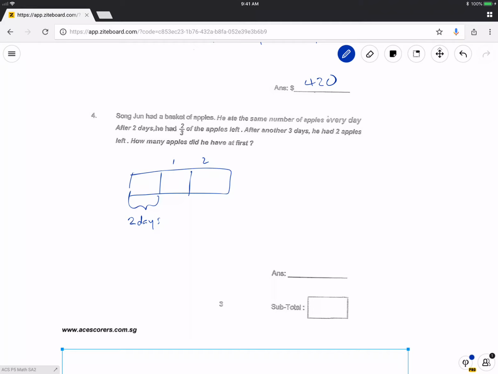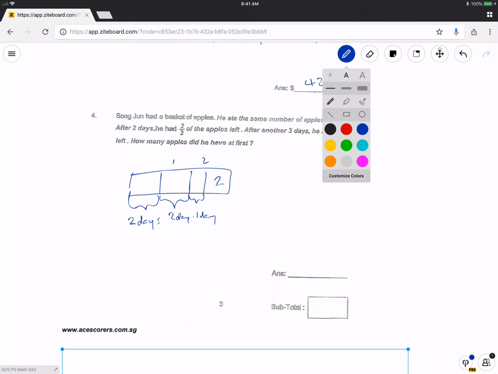After another 3 days, he had 2 apples left. So 3 days would be, because each box is 2 days, another 2 days plus 1 more day, and he had 2 apples left. Alright, so 2 apples left, use red. 2 apples left at the end here. So how many apples did he have at first?